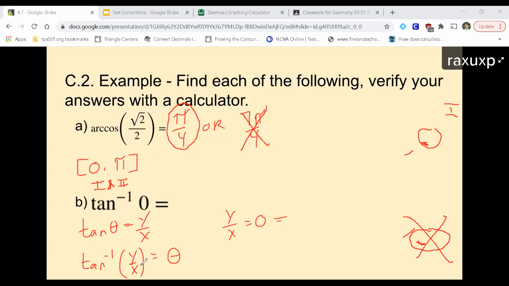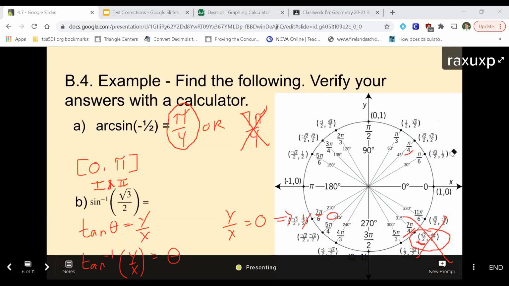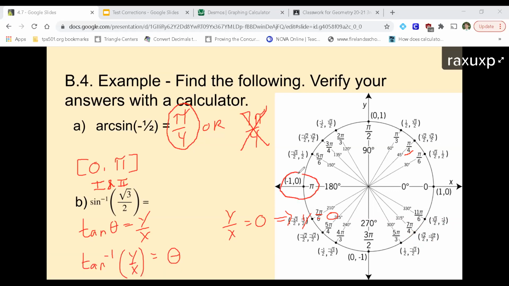If y is 0, so now I'm looking on the unit circle. Where is y 0? Again, y is 0 at two spots, here and here. But remember, tangent only takes the answers that are in quadrant 1 and 4. So 0 has to be the correct answer, and pi is not in the range.